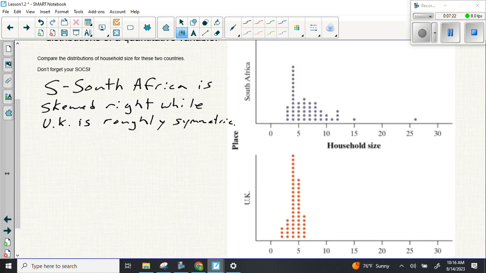All right, and then I'll go through and talk about outliers. UK has no outliers, right? It doesn't have any extreme values. Everything is grouped in there. What I'm looking for when I'm looking for an outlier or extreme value is something that doesn't fit the pattern. For instance, that one right there, we're talking about a household with over 25 people in the household. That's unusual, right? All right, UK has no outliers.